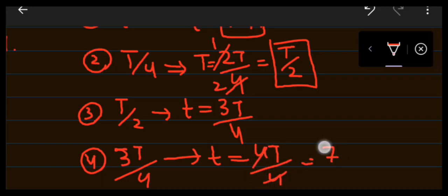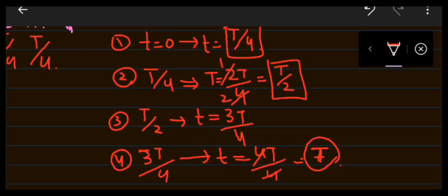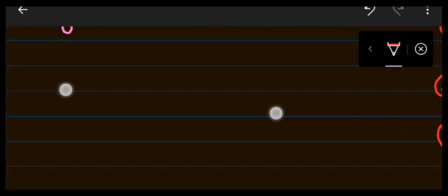Simply T. So here you can see this is how the path goes: T/4 to T/2, then T/2 to 3T/4, 3T/4 then T. So this is here, if I can make this in this graph.